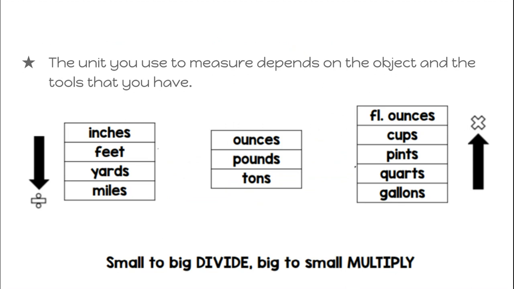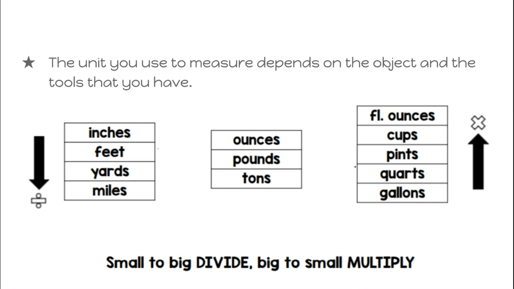These three charts in front of you have listed your length, weight, and capacity from left to right, from the smallest unit to the largest. So inches are the smallest unit of length that we speak about in the customary system. Feet, yards, and miles are the larger units. When we're discussing weight in the customary system, ounces are the smallest unit, whereas tons are the largest unit. For capacity, fluid ounces are the smallest unit, and gallons are the largest unit.